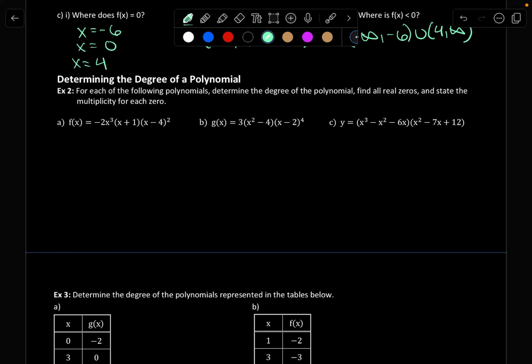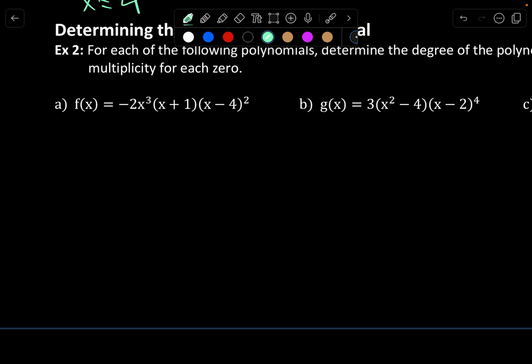All right, this is the second topic in Unit 3, and it's determining the degree of a polynomial. So example 2 says, for each of the following polynomials, determine the degree of the polynomial, find all real zeros, and state the multiplicity of each zero. What I talked about in the last video was seeing polynomials in standard form versus factored form. We want to get all of these polynomials in factored form so that we can easily see the zeros and their multiplicities. Now, part A, it's already in factored form, so we don't need to factor anymore, and we can just see what the degree is and what the zeros are and their multiplicities.